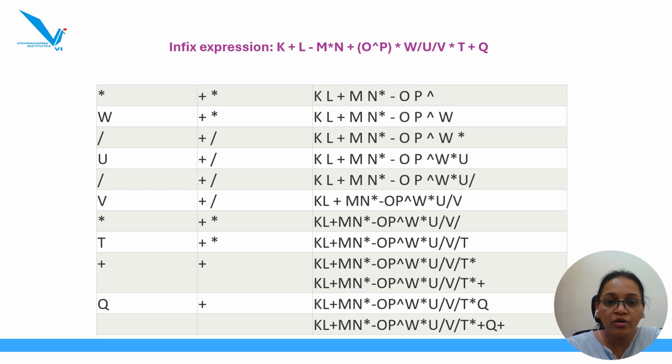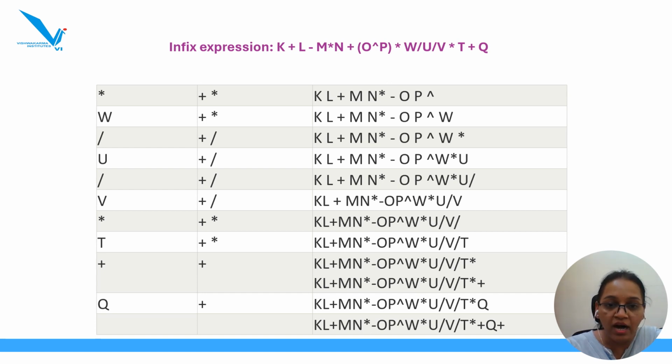Okay. Then comes U. U you have to directly put into the expression. Then comes division. So again the same thing. Division has the same precedence. So you have to pop the first division operator and put it after the U in the postfix expression, and then check it against plus. Plus is lower, division is higher, so push it onto the stack. Then comes V. Add V directly to the expression.